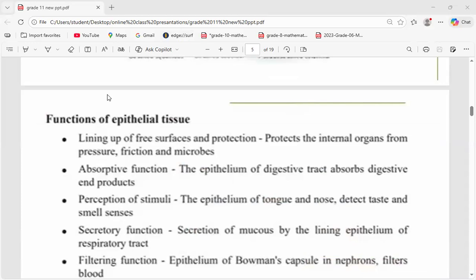What are the functions it has? The first one, lining of free surfaces and protection. The main function is protection of our organs and our skin also. It protects the internal organs from pressure, friction and microbes. It protects our body from all of these because it is on the surface. That is the first function.